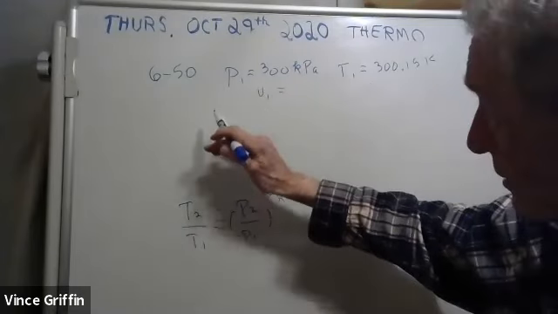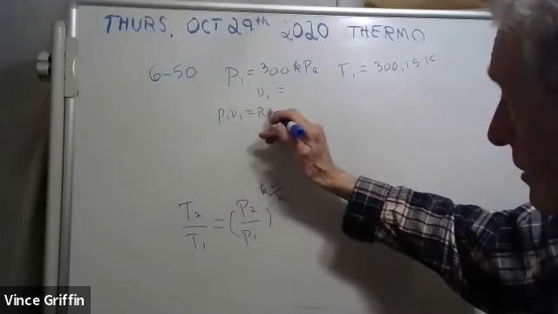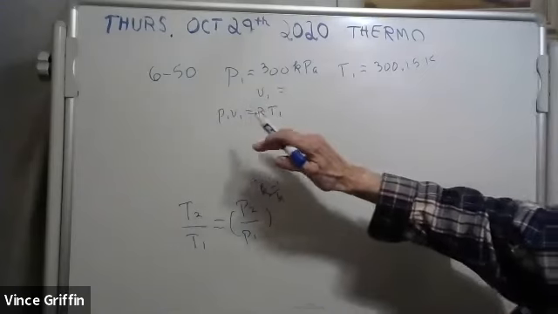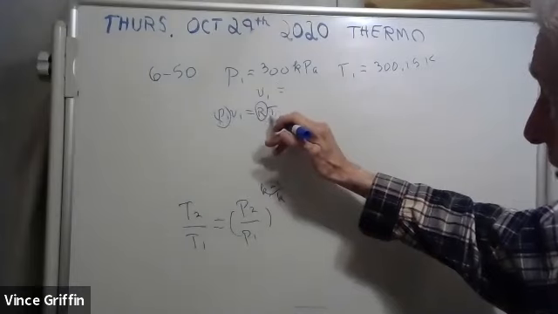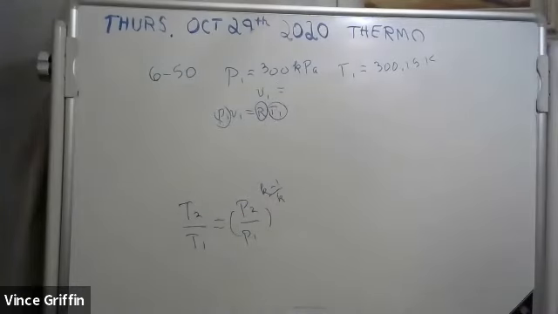I'll shut up for a minute. You guys all know P1 V1 is equal to RT1. So you can get V1 if you know P1 and you know R and you know T1. I want you to get V1 for me. Go ahead. It's air, right? Yeah, it's air.